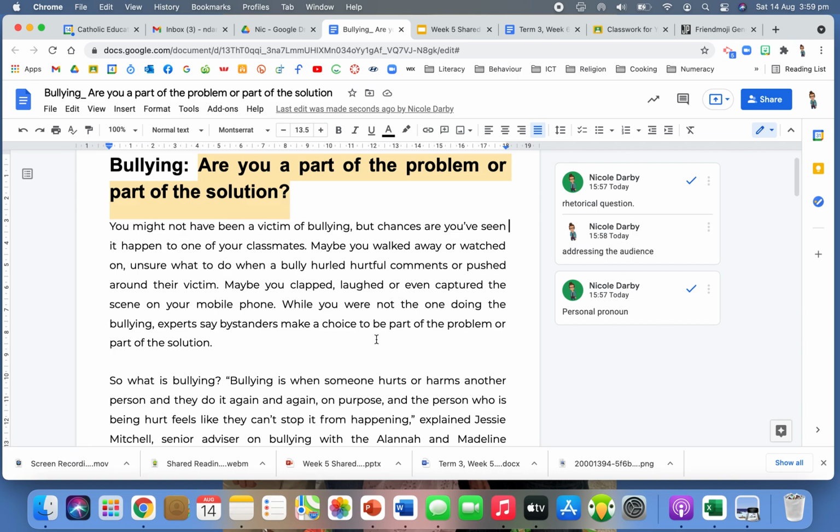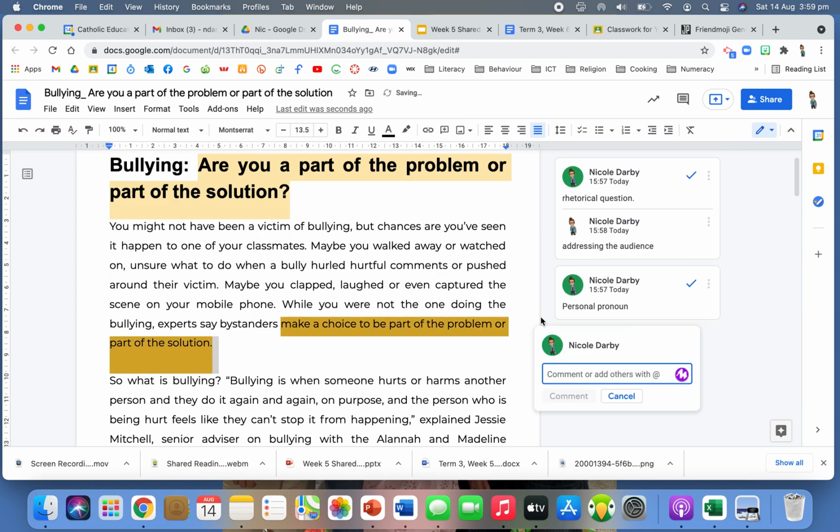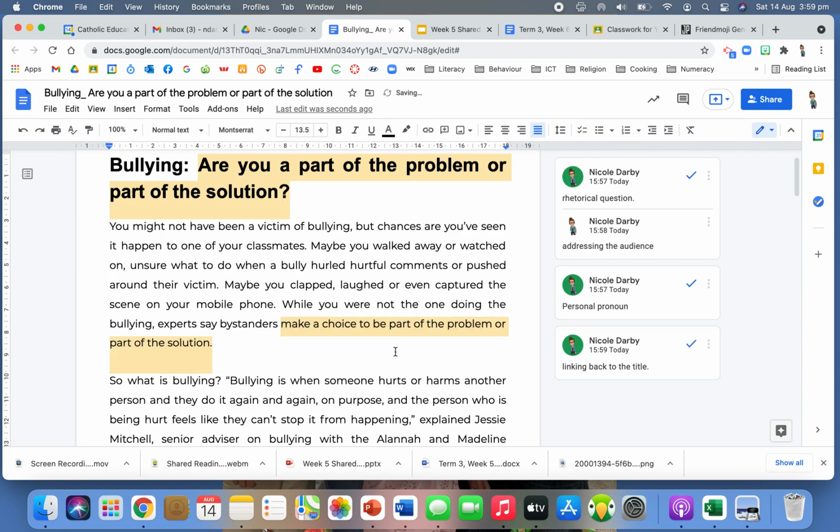Let's go back and unpack this introduction a little bit more. And that's what it is, an introduction. I can see how this part here, making a choice to be part of the problem or solution, is linking back to the title. That's a very good technique. It's introducing what the text is going to be about and connecting back to the actual problem. That's really clever.